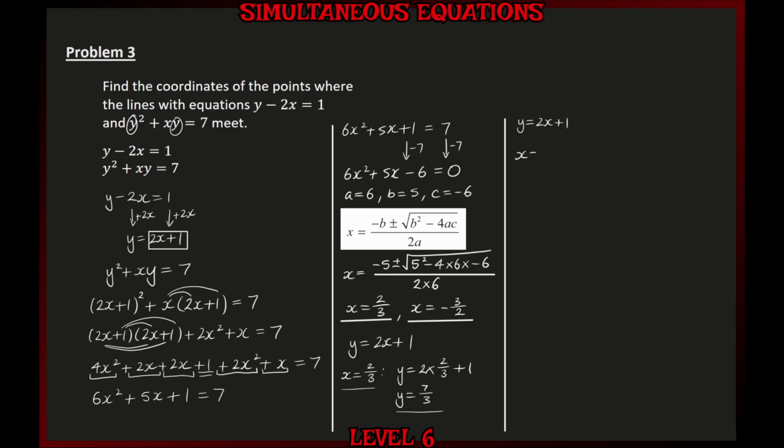Similarly, if we take our second x value minus 3/2 and we substitute it into y equals 2x plus 1, we get y is equal to 2 multiplied by minus 3/2 plus 1. And this gives us y is equal to minus 2. And this is our second pair. So we know that these two lines meet at two different places. And so we can say that they meet at the points which have coordinates. Well, the first point has x coordinate 2/3 and y coordinate 7/3. And the second point has x coordinate minus 3/2 and y coordinate minus 2. So these are the 2 points where the lines meet.